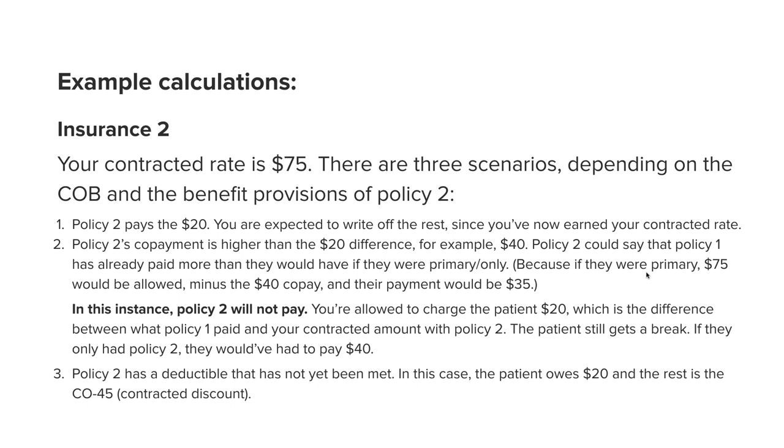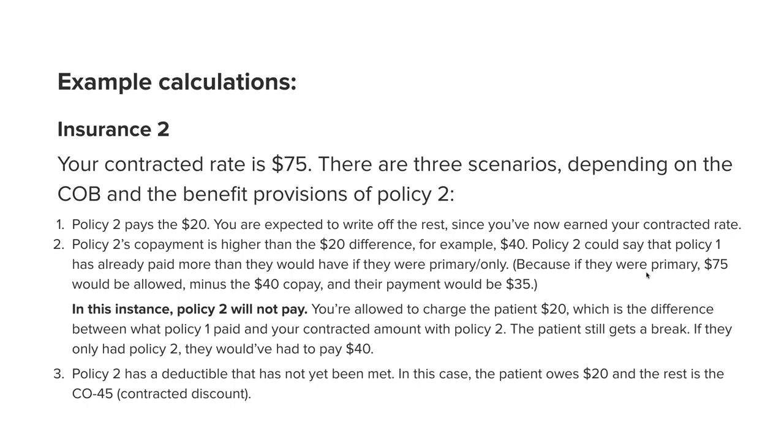But let's say policy two's copayment is higher than $20. Let's say policy two copay is $40. Well, policy two could say, policy one has already paid more than they would have paid if they were primary. Now that kind of requires some twisted thinking, but think about it this way. If policy two was the primary policy, 75 would be allowed. They would take off the $40 copay. Their payment would be 35. So because you've been paid 55 by the primary, they're going to say, we're not going to replace that. You've already been paid more than we were going to pay you.